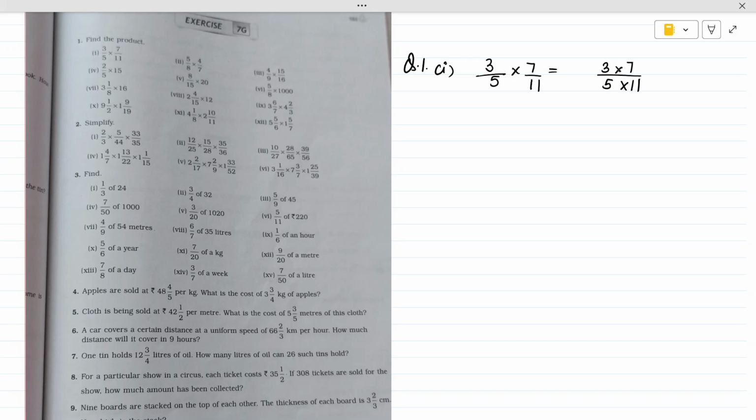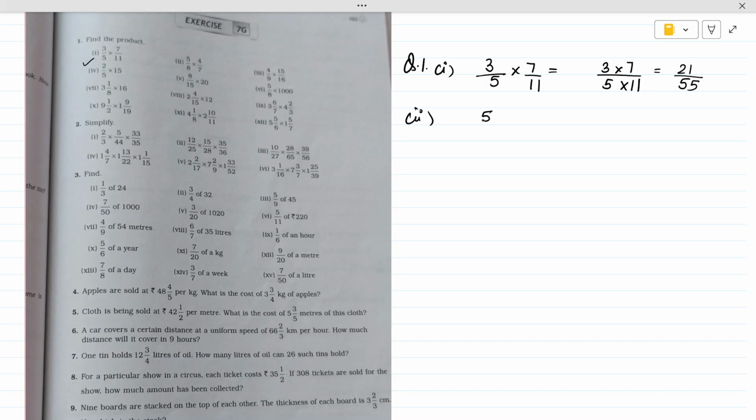At the same time, the numerators and the denominators are in divisible form with each other. That means if any of these can be cut using a division, we can do that. Okay, so we'll see it further. Let's do the multiplication here. 7 into 3 is 21. 5 into 11 is 55. This is the first question.